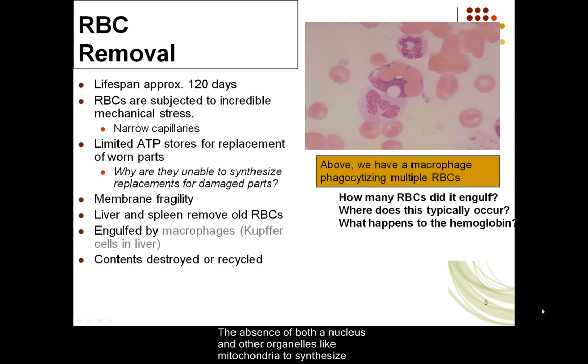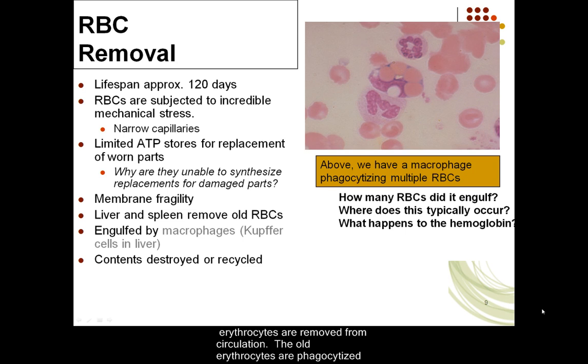The absence of both a nucleus and other organelles like mitochondria to synthesize ATP comes at a price to the erythrocyte by reducing its lifespan. A mature red blood cell cannot synthesize proteins to repair itself or replace damaged membrane regions. Aging and the wear and tear of circulation through blood vessels causes erythrocytes to become more fragile and less flexible. Therefore, the erythrocyte has a finite lifespan of about 120 days.